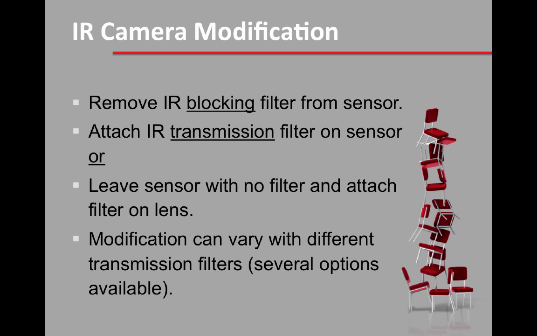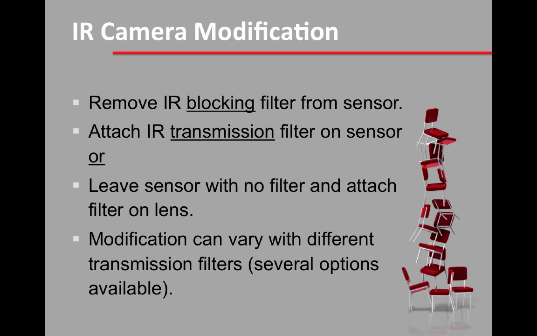But there's another option. You can leave the filter off the sensor, have no filter over the sensor, and then use a transmission filter on the lens. So that's the second option. Rather than placing the filter over the sensor, you remove the blocking filter and use a filter over the lens. The advantage of the second option, though it's not one that I recommend, is that it allows you to use different transmission filters for different effects. When you look up camera modification, some of the companies that do this for you have quite a few options, usually 3, 4, maybe 5 different infrared filters that you can replace the blocking filter with.